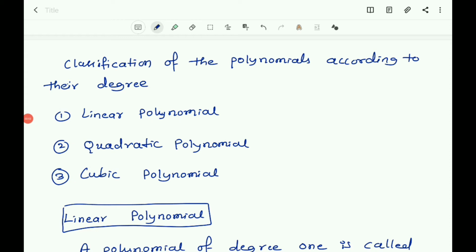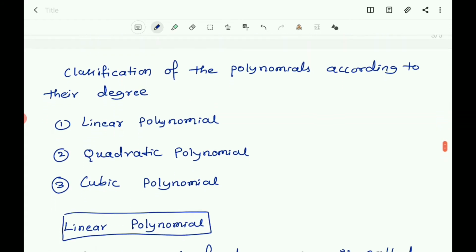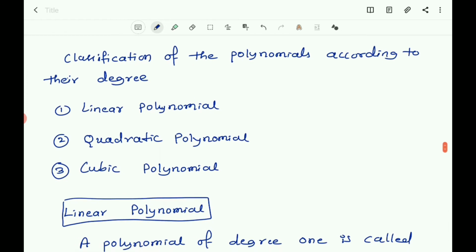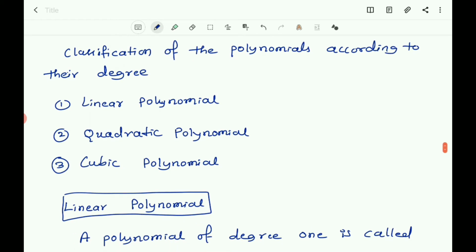Classification of the polynomials according to their degree. You know the different types of polynomial: constant polynomial, monomial, binomial, trinomial, etc. Now here is the classification of the polynomials according to their degree. According to their power, the polynomials are named as linear polynomial, quadratic polynomial, cubic polynomial, etc.